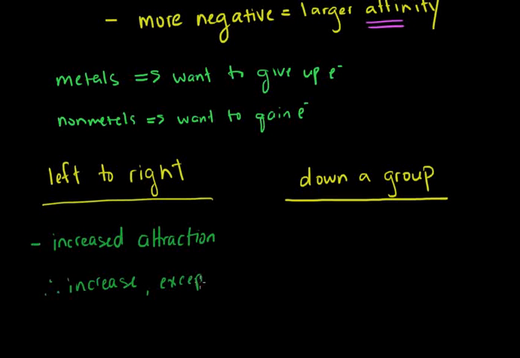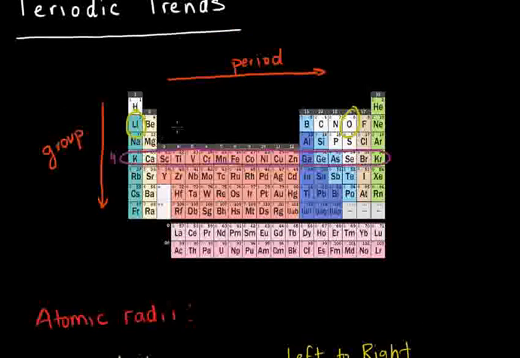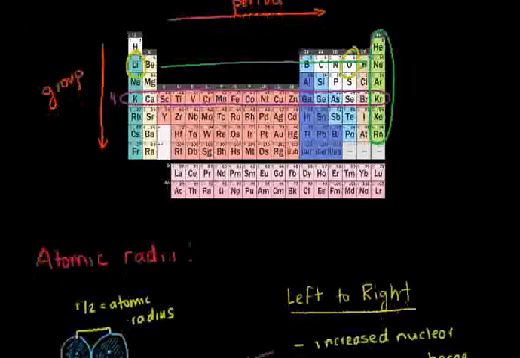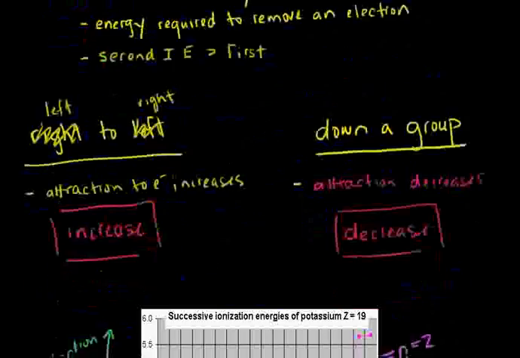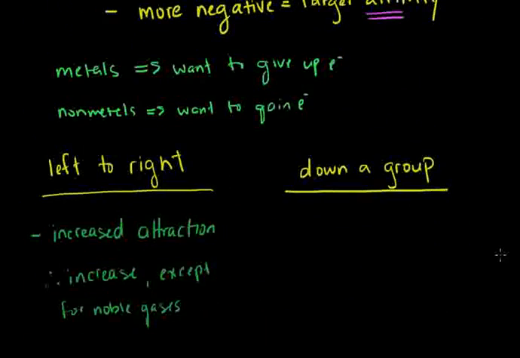except for the noble gases. So the noble gases are the final group of the periodic table, and so electron affinity is going to increase as we move left to right until we reach the noble gases. And the noble gases really aren't going to want to receive an electron because they've got a complete octet, and receiving an electron is going to make them much more unstable. So we generally see increased electron affinity except with the noble gases.